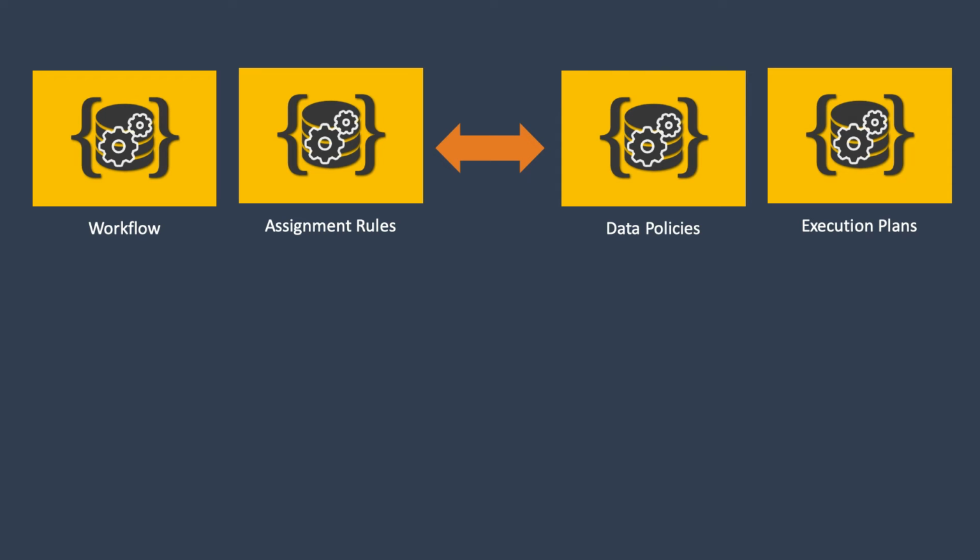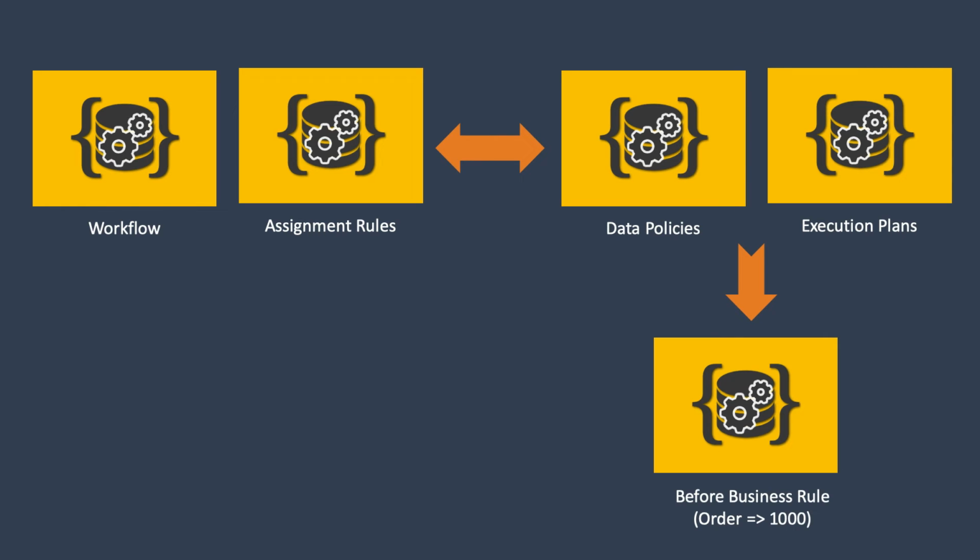Now, after execution of all of these scripts, the system will run before business rules that have order greater than or equal to 1,000. Before execution of workflow, assignment rules, data policies, and execution plans, the system was running all the before business rules where order was less than 1,000.